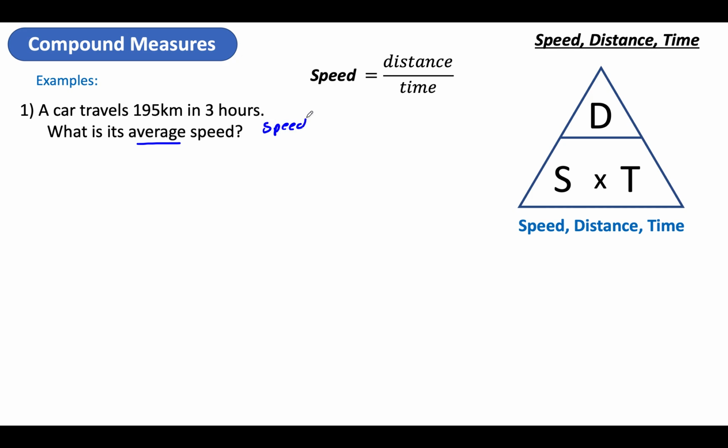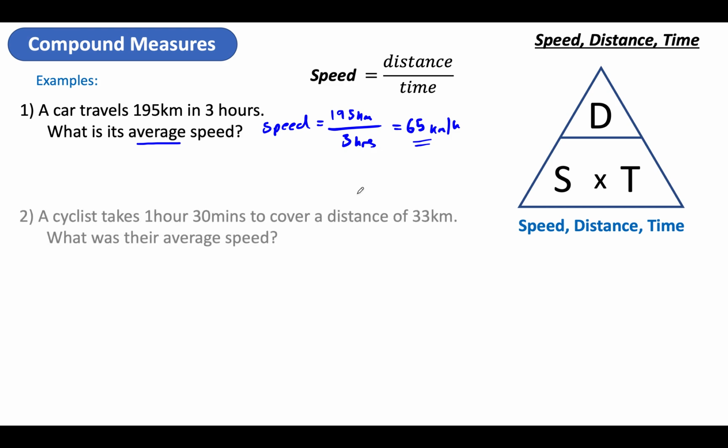Okay, in this case, we've got distance over time. So we put distance on top, which is 195 kilometers, and we've got time, which is 3 hours, and we divide it. That's exactly what we do. We do 195 divided by 3. And that is 65. And what's my units? Well, you use the units that you've got in the question, or in your calculation. Kilometers over hours. So that's kilometers per hour. So I've put km/h. Use the units in the question.